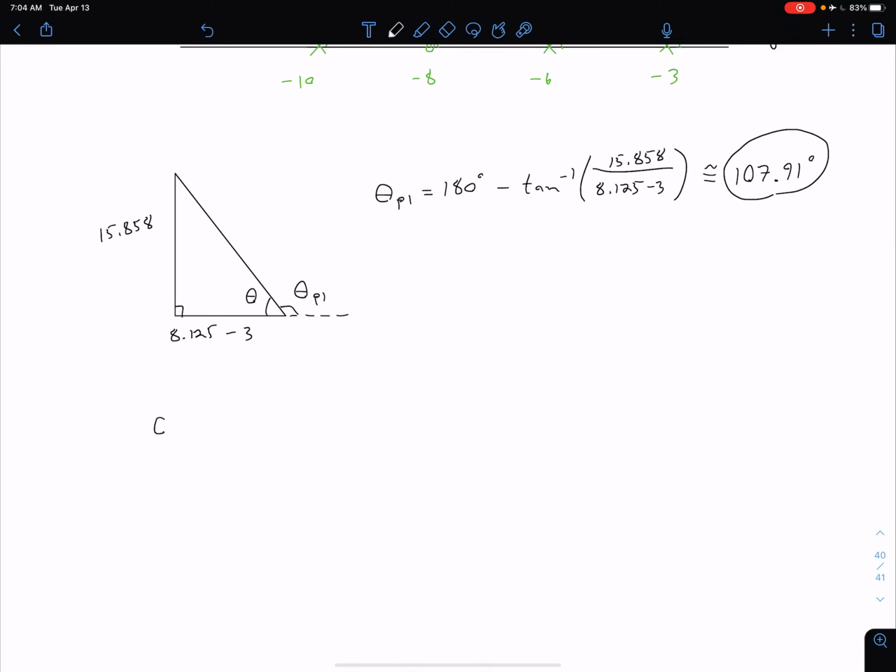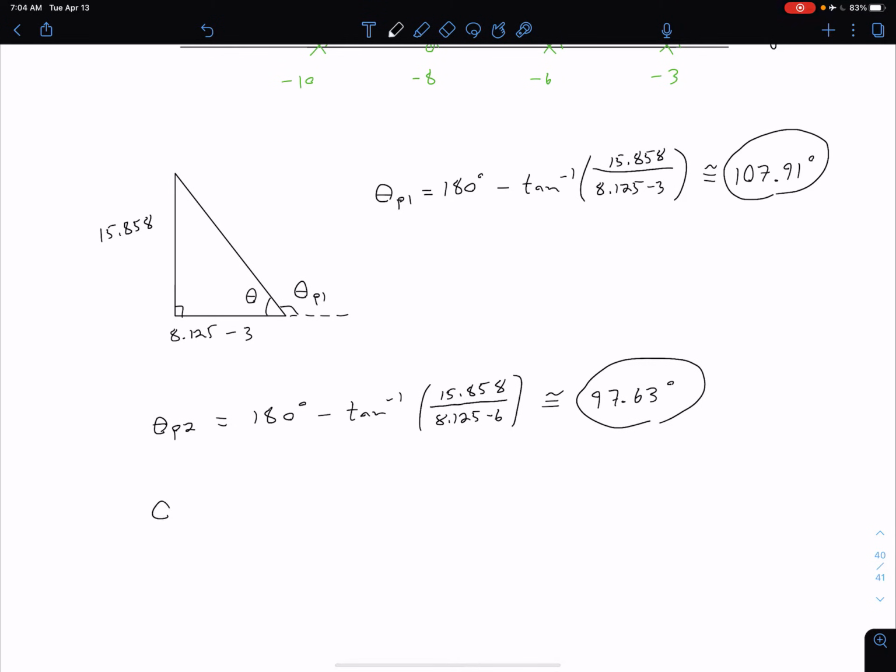Okay, same basic process, making right triangles for those other angles. I'm not going to draw the triangles out explicitly. You can do that for practice, and if you run into issues, let me know. For theta P2, we have 180 degrees minus the inverse tangent of 15.858, which is always the height of this triangle, divided by 8.125 minus 6. The only thing we changed is we're subtracting 6, so we just have a different length of this bottom segment. We evaluate that and get approximately 97.63 degrees.